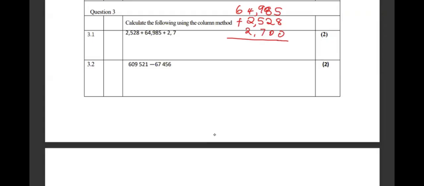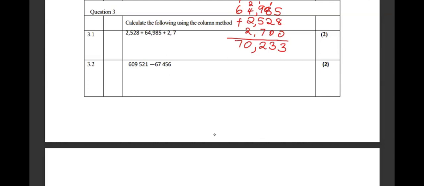So 8 and 5 is 13. 3, you carry a 1. Then 8 and 2 is 10 plus 1 is 11. We carry a 1. Then that's a 10. 10 plus 12 is 22. So 2, you carry a 2, that's a 6, plus 4 is 10, you carry the 1, then you have a 7. So that becomes our answer.